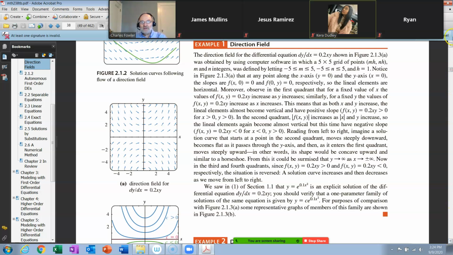Okay, so here's our differential equation. Dy dx is equal to 0.2 times x times y. Now, one thing to note right off the top, when x is equal to 0, that's anywhere on the y-axis. Anywhere on the y-axis, that slope is 0, meaning it's a horizontal slope. And sure enough, all these little arrows have a 0 slope.